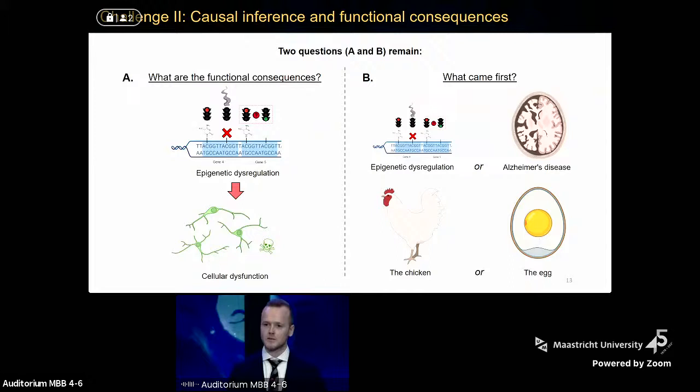So it can very easily be that the disease starts and changes occur in the brainstem region and then induce epigenetic dysregulation, but it can also easily be the other way around, that for example, the epigenetic dysregulation induces Alzheimer's disease. So one possible solution that could aid in answering these questions would be the use of stem cells that can be obtained from Alzheimer's patients and then used to study certain kinds of disease mechanisms.